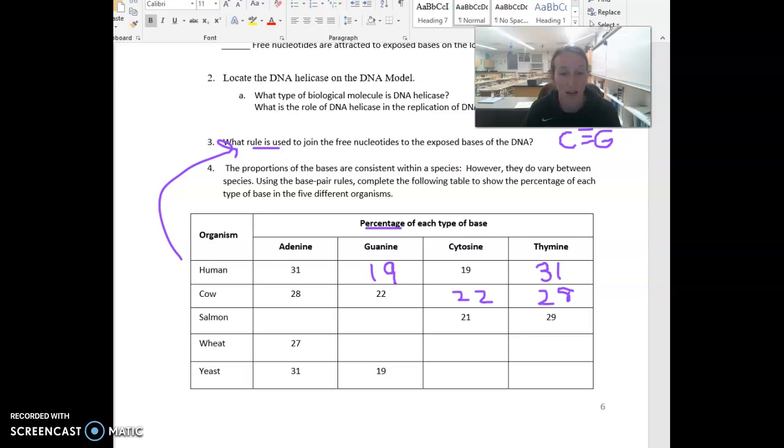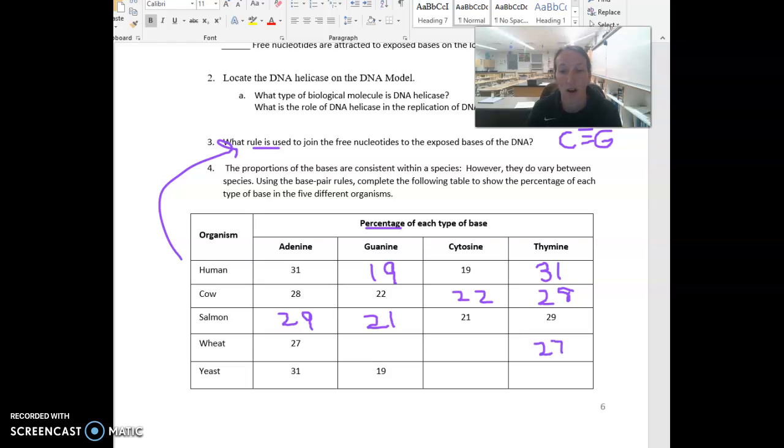Okay, so now we're on to the next species, salmon fish. And if 21% is cytosine, then we know 21% is guanine. If 29% is thymine, then we know 29% is adenine. Okay, so you get the idea. Wheat, we've got 27 adenines, and we've got 27% thymines.